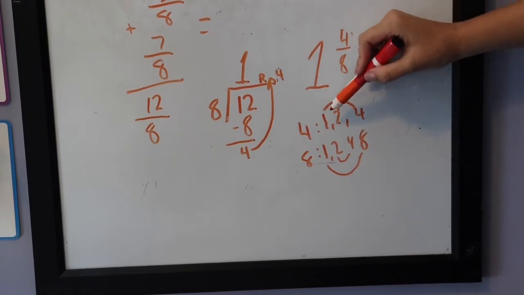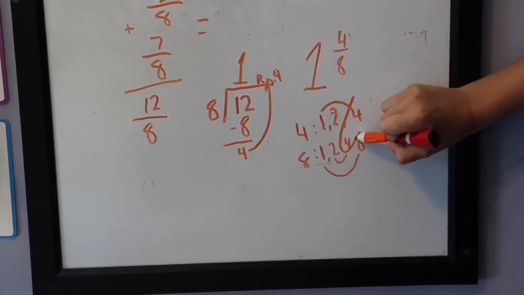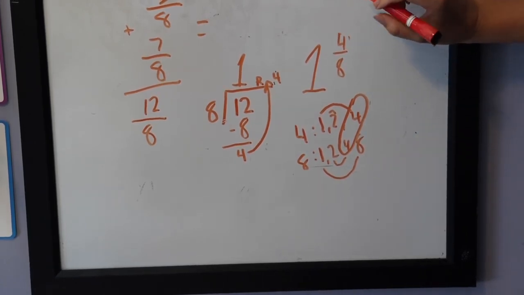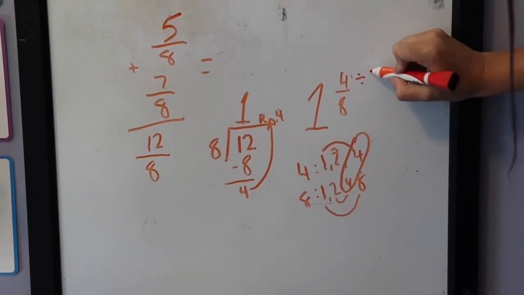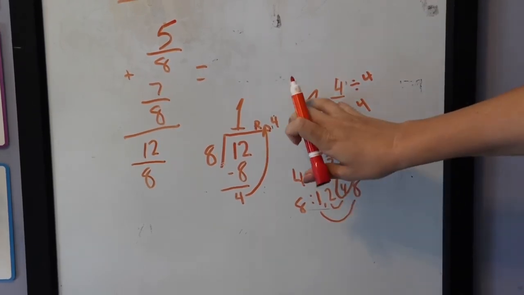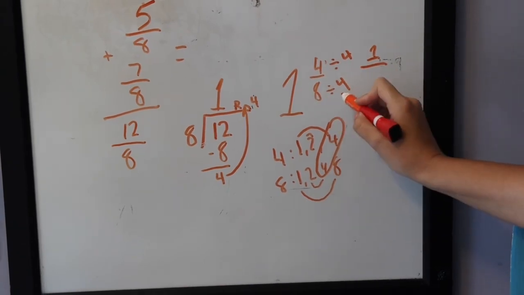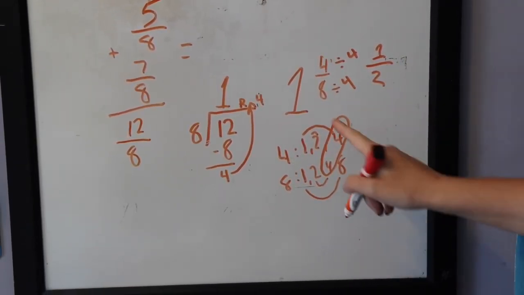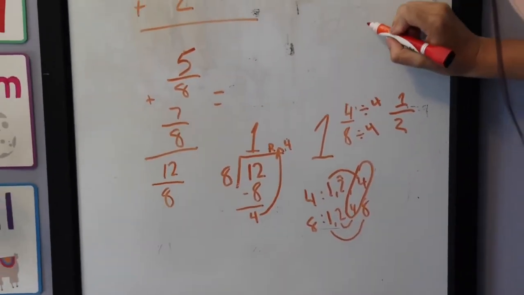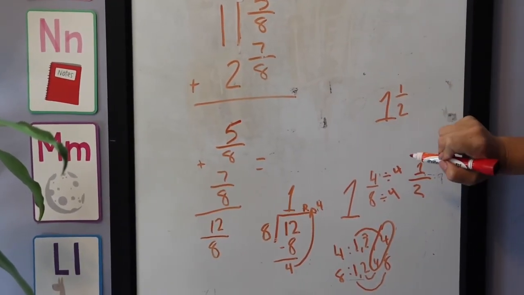So now we're going to look and see which factor is the greatest. And we can see 4 is the greatest number. So we're going to divide the top by 4, the bottom by 4. 4 divided by 4 is 1. And then 8 divided by 4 is 2. So our new fraction, all simplified, is 1 1/2.